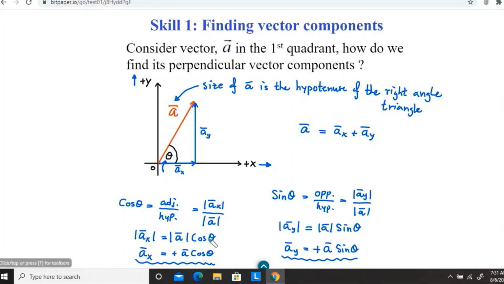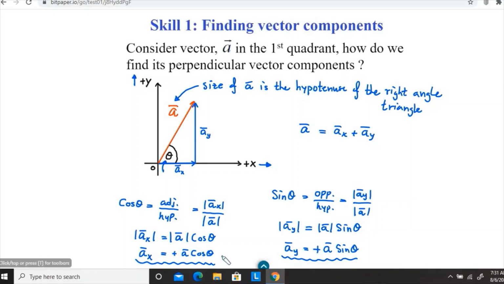I have given you the way to find the magnitudes of those component vectors, and the direction of those component vectors you can simply get from the definition of your coordinate system. So that's how you do this for the first quadrant.